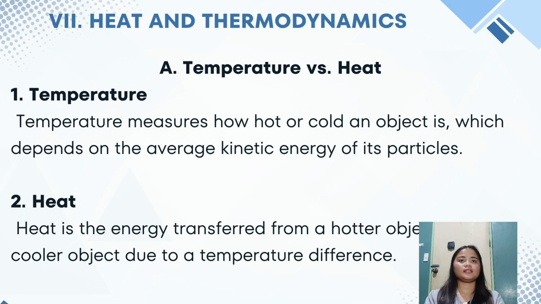Next is heat and thermodynamics. First, let's talk about temperature versus heat. Temperature is the measure of how hot or cold an object is, which depends on the average kinetic energy of its particles. So temperature, for example, 37 degrees, or 36 degrees.